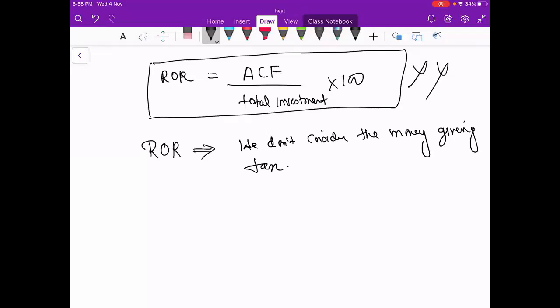Now everyone is confirmed. What is your doubt? Did everyone understand or not? So money is not a function of time in ROR. Yes, you can say that.